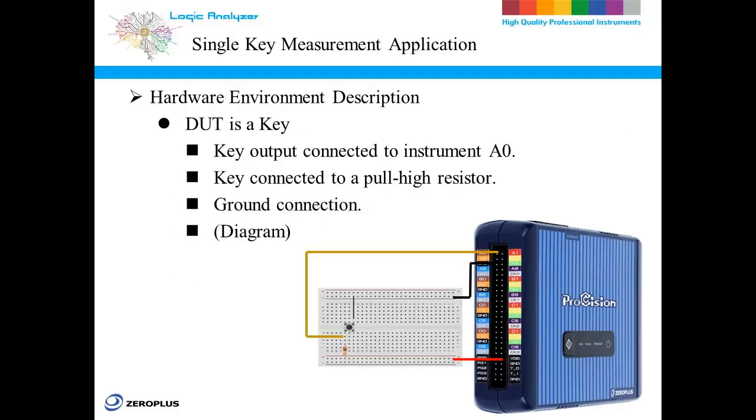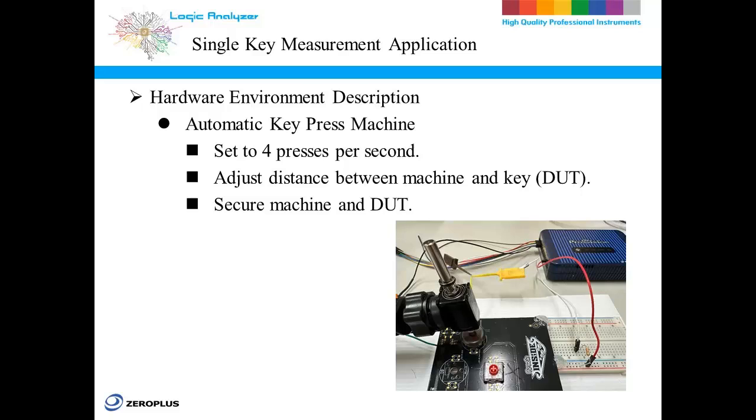First, let's talk about the hardware setup. Let's say the device under test is a push button. In that case, we'll connect the button's output to channel A0 of the instrument. Also, don't forget to add a pull-up resistor on the button side, and make sure to connect the ground wire as well. Next, let's set up the automatic button pressing machine.